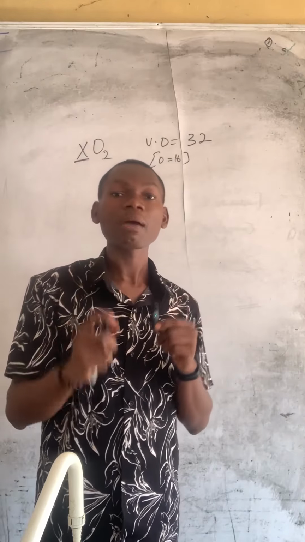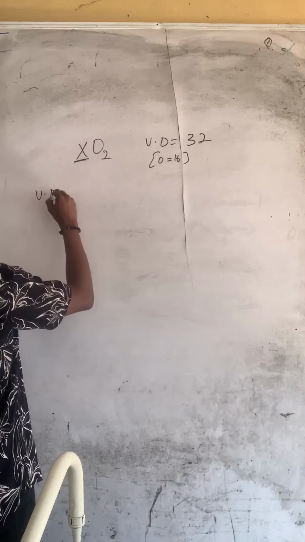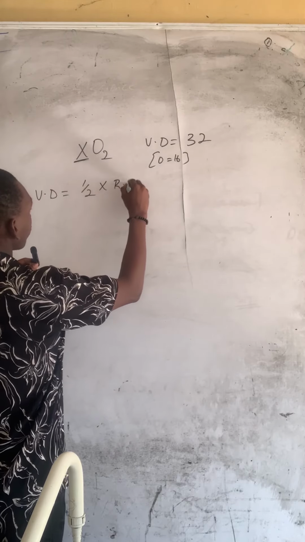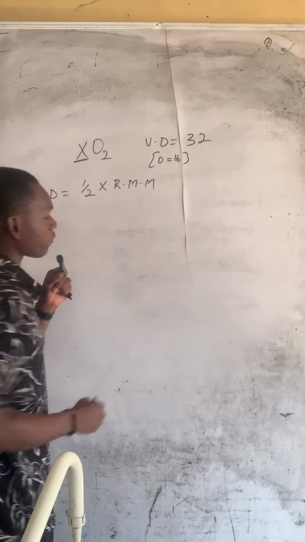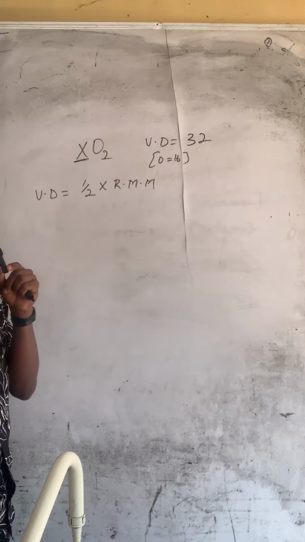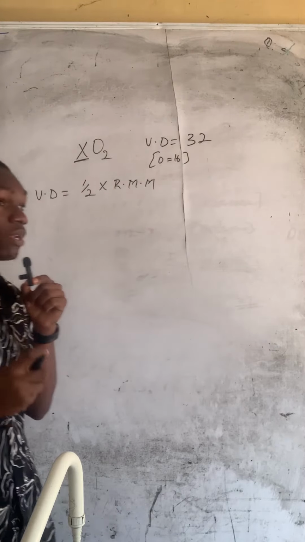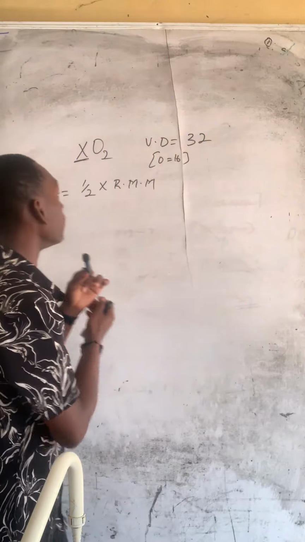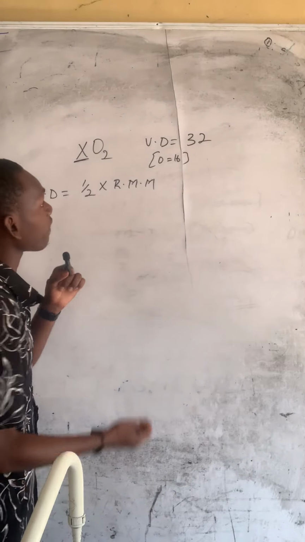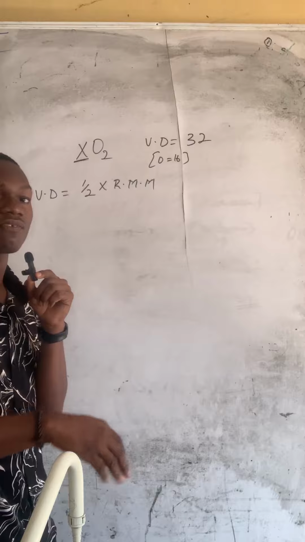Very easy. Remember vapor density. What is the formula for vapor density? Vapor density, which is Vd, is equal to half of the relative molecular mass of a particular compound. So vapor density is equal to half of the relative molecular mass. Now, what is the relative molecular mass of this compound? Remember that relative molecular mass is the sum of the mass numbers of the atoms. We know that oxygen is 16. But what is the mass of X? We don't know. In fact, that is what we are asked to find, the mass of X. But we can use the vapor density to calculate the mass of X.